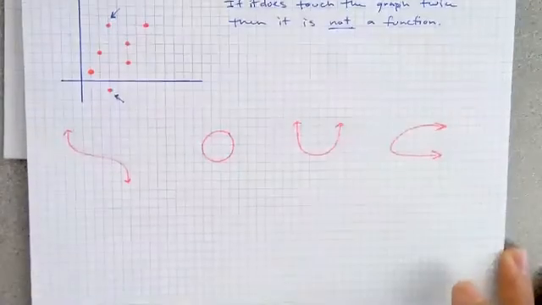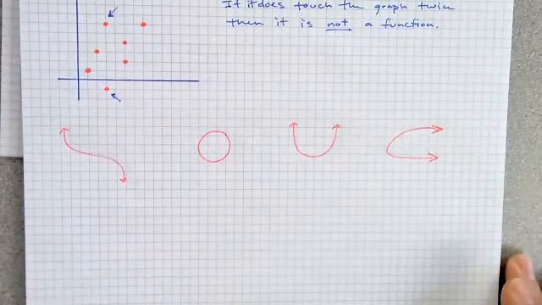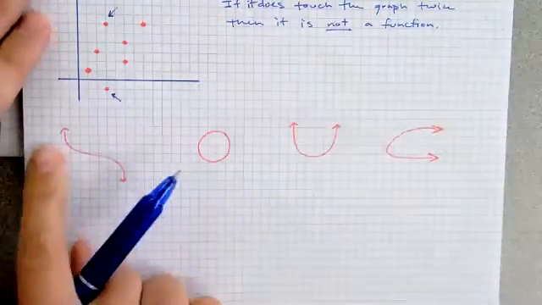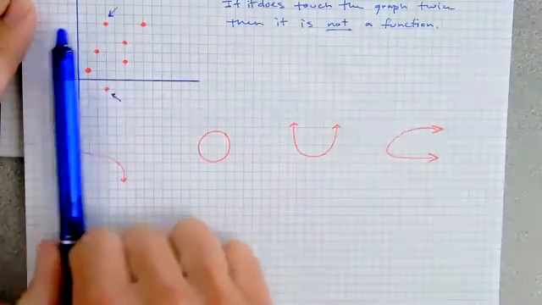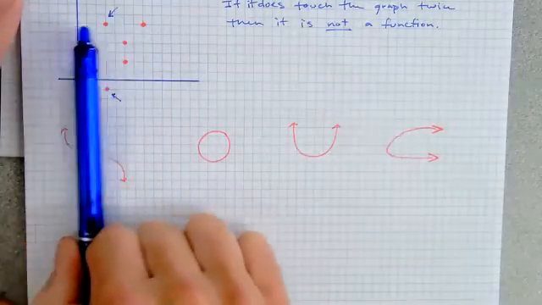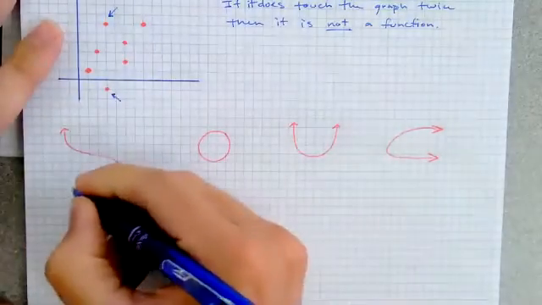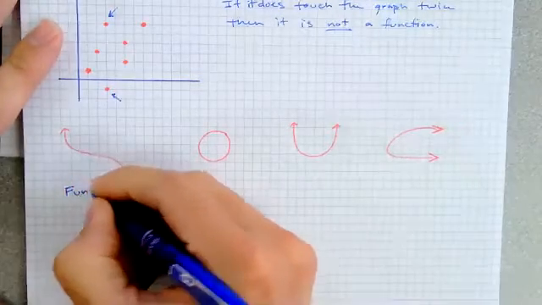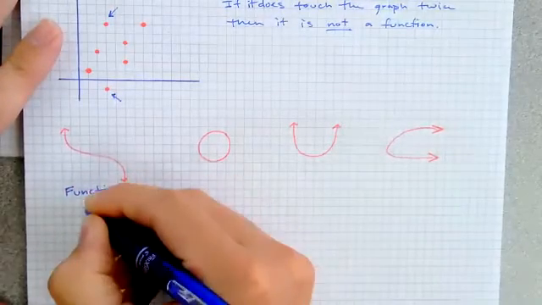Okay, so taking a look at these 4 graphs. Again, take a vertical line, could be a pencil, could be a pen, whatever you got on you. Is it touching the graph at more than one place? It is not. So that's a function.